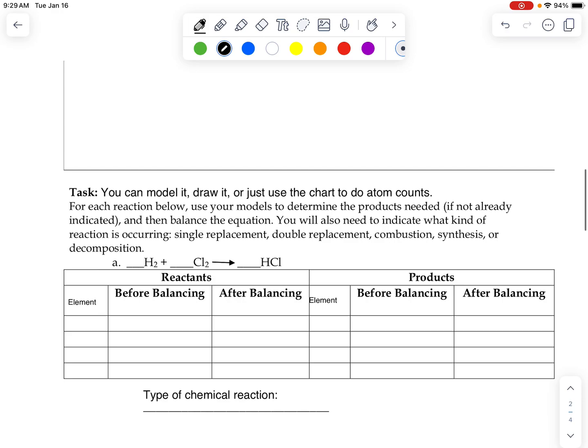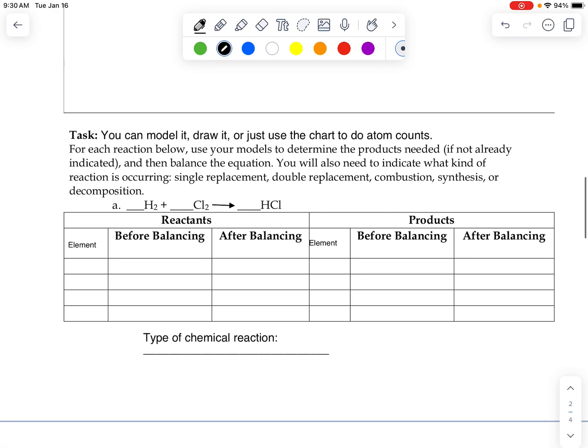Now, for the remainder of this, you can model it, you can draw it, or you can just do atom counts. So if I start with doing atom counts, I start with two hydrogens going in, and I only have one hydrogen coming out. So I know it's not balanced. In terms of chlorine, I have two chlorines going in, and I only have one chlorine coming out. So visually, if we were to draw this, we have two hydrogen atoms going in, and we have a molecule of HCl coming out. And we have a chlorine molecule going in. So we can see now we're not equal.